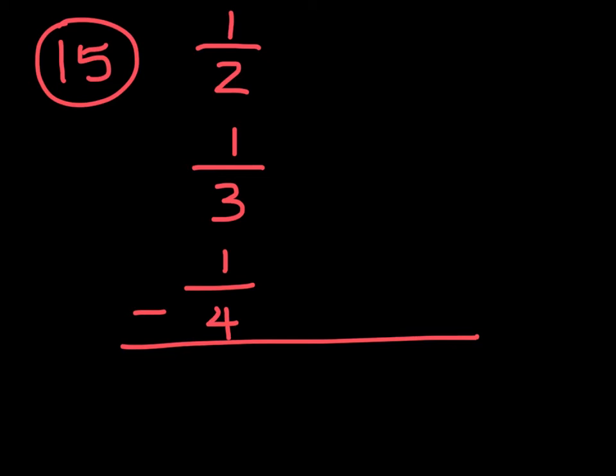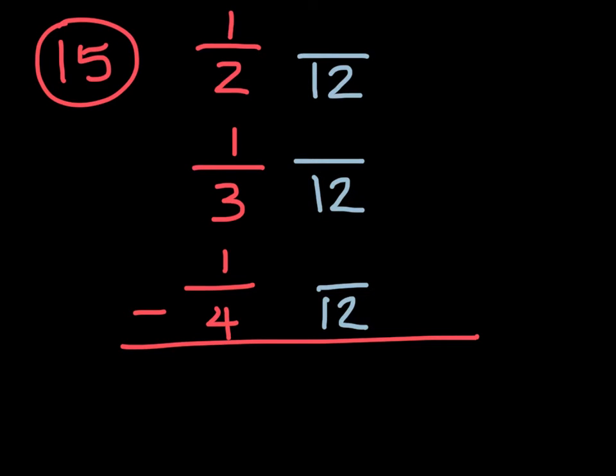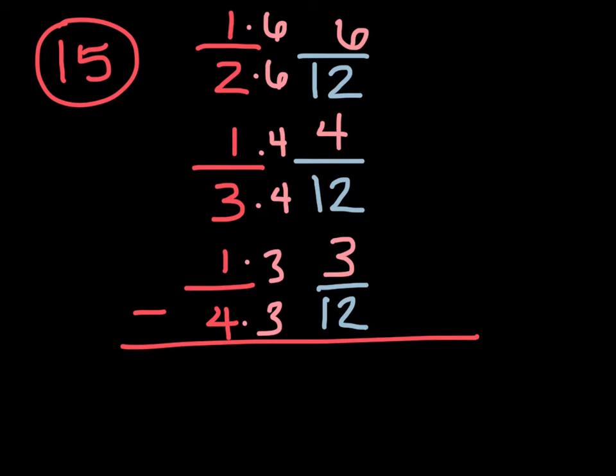Okay, for number 15, anytime I have to find a common denominator and it's written horizontally, I like to change it vertically so that I can write the common denominator over here, which for this problem is 12. And then I can find my equivalent fractions. 2 times 6 gives me 12, so 1 times 6 gives me 6. 3 times 4 gives me 12, so 1 times 4 gives me 4. 4 times 3 gives me 12, so 1 times 3 gives me 3. Then I want to add my numerators. 3, 4, and 6 gives me 13 over 12.